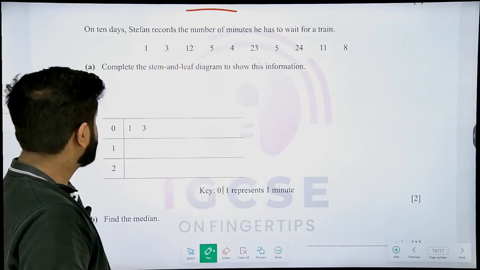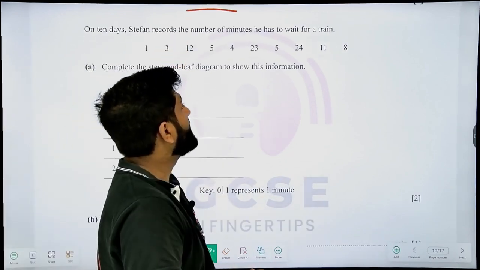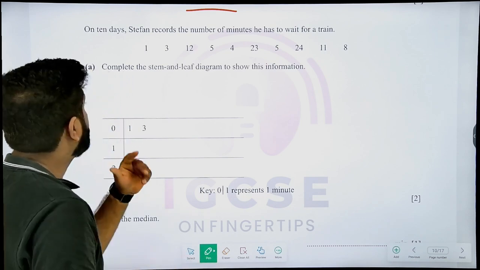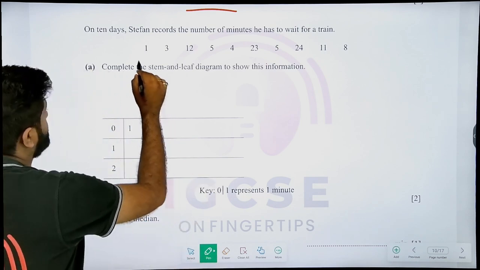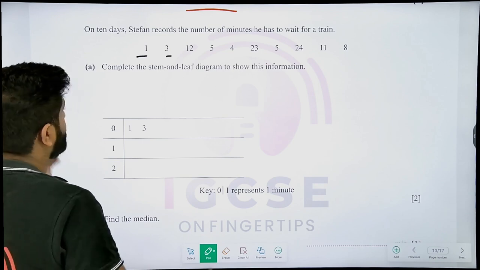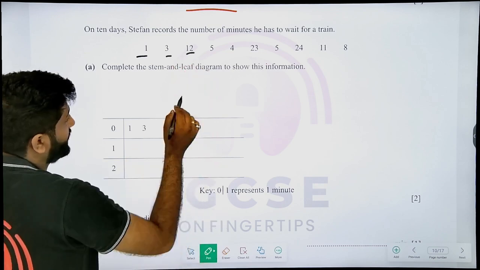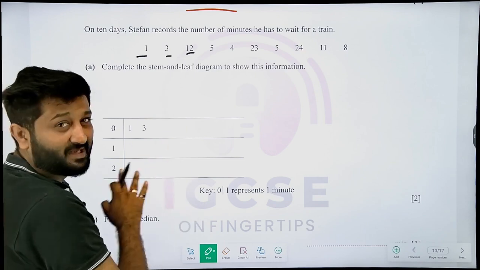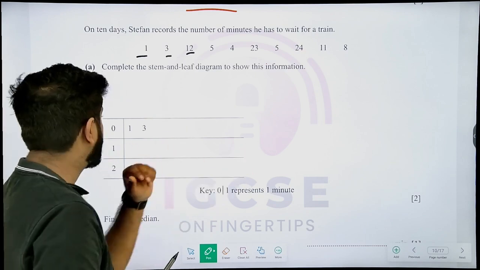On 10 days, Stephen records the number of times he has to wait for a 10. Complete the stem and leaf diagram. So this is 1, 3. Okay, 01, 03, he has to wait for 12 minutes. So I have to write the numbers in ascending order, right?